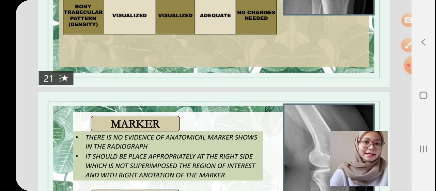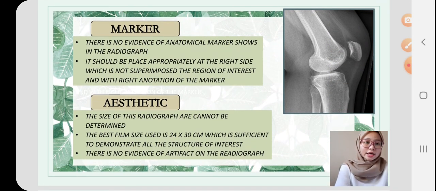Okay. Next is the marker and aesthetic. As you can see on the radiograph, there is no evidence of an anatomical marker shown, and it should be placed appropriately at the right side, not superimposed with the region of interest, and with the right annotation of the marker. Okay, for the aesthetic, the size of this radiograph cannot be determined since the radiograph is from the internet. The best film size to use is 24 x 30 cm, which is sufficient to demonstrate all the structures of interest, and there is no evidence of artifact on the radiograph.